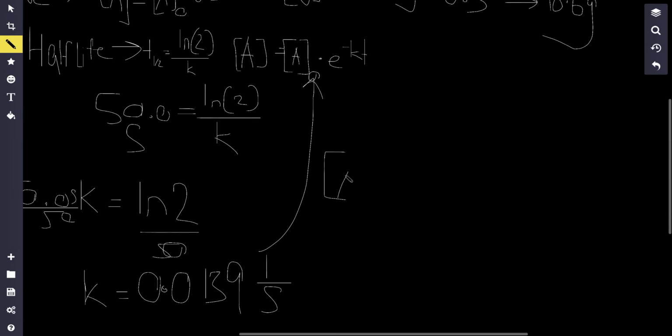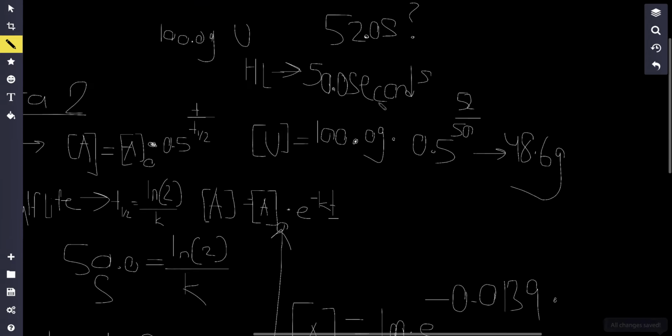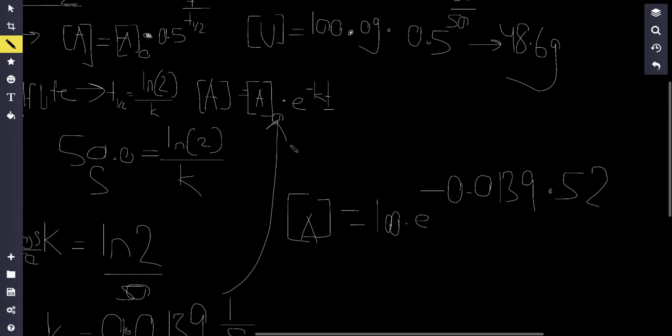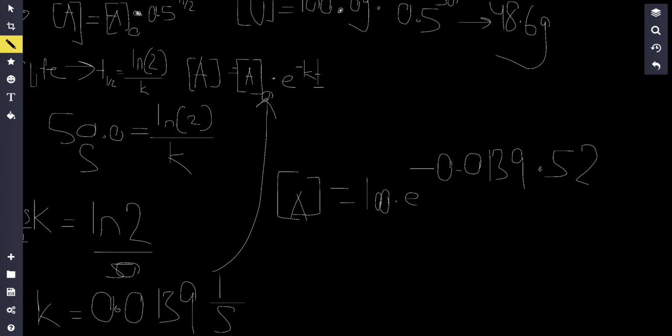So I'm going to get the concentration of A after time has passed. Well, I don't know how much uranium I have left, but I do know that I started out with 100 grams. It's going to be multiplied by e to the negative k, so we know k is 0.0139, and that's going to be multiplied by t, which is time. So the time that has passed is 52 seconds. And now I just put all of this into my calculator once again.